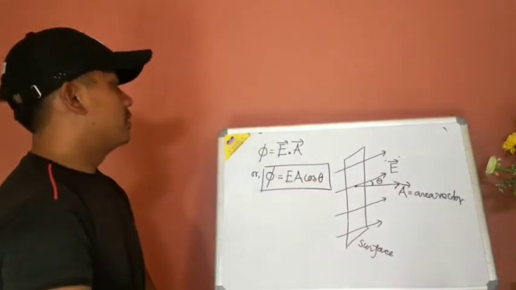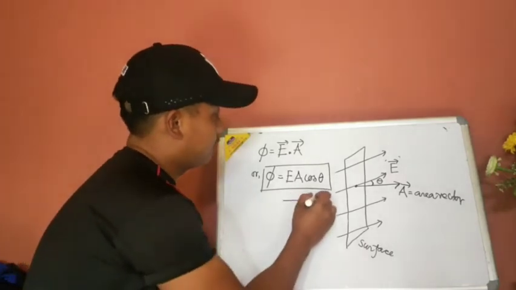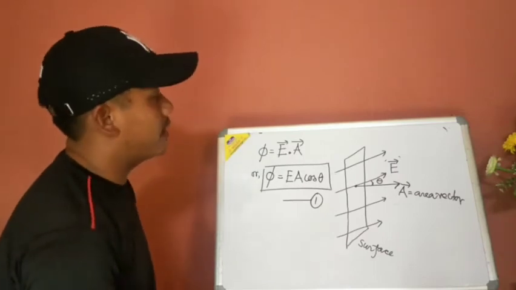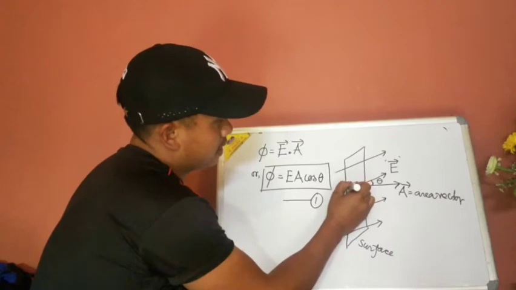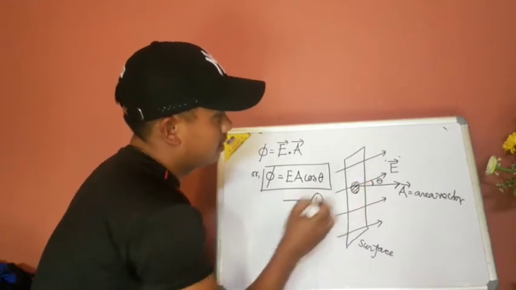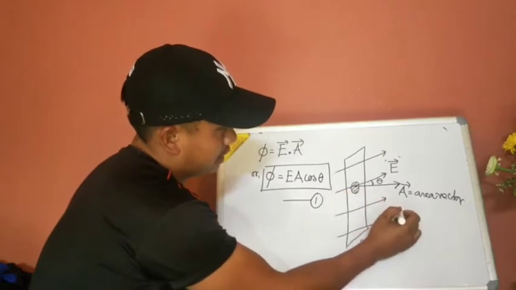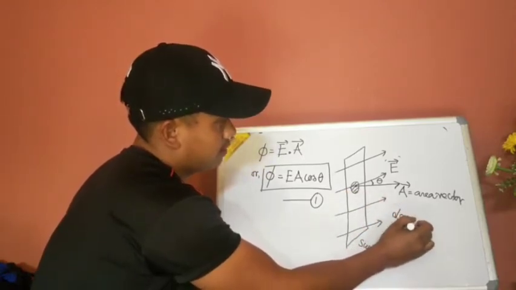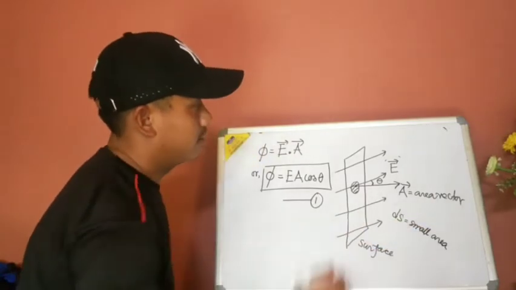This is the mathematical formulation of electric flux. Then if you have a small area, a small shaded area, let us say a very infinitesimally small area ds.